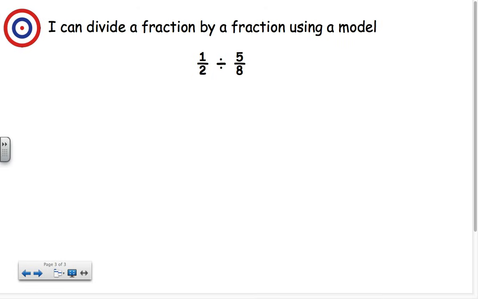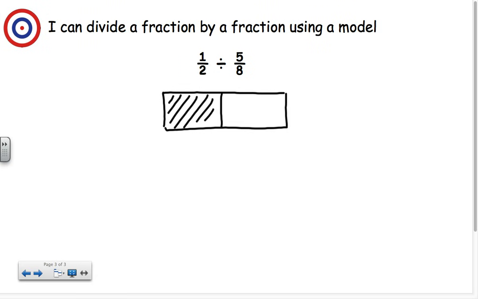All right, let's try one more. This time I'm going to do 1/2 divided by 5/8. It wants to know how many 5/8 size pieces I can make out of 1/2. Now something that I know right away is that 5/8 is larger than 1/2. And so I'm not even going to be able to get a whole amount out of this 1/2. But let's use a model to show why and how that would look.